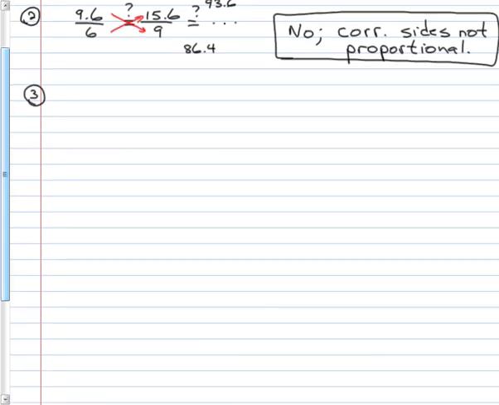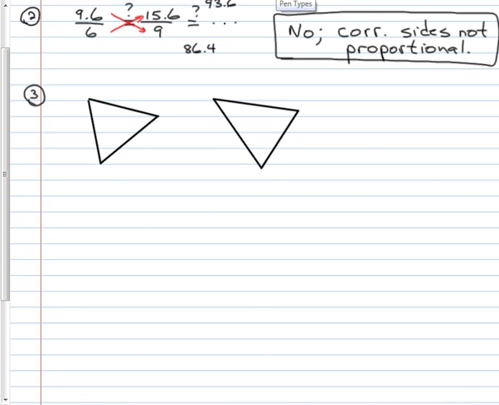Number 3, in triangle ABC, and they give us some measures, and another triangle DEF gives us some measures, and we're trying to figure out whether these triangles are similar to each other. Let's do a little sketch of some triangles. Don't have to be to scale. We'll get ourselves a couple of triangles, put letters on them, put the values that they have given, and we will see if we can figure out if these are similar or not. So ABC, DEF.